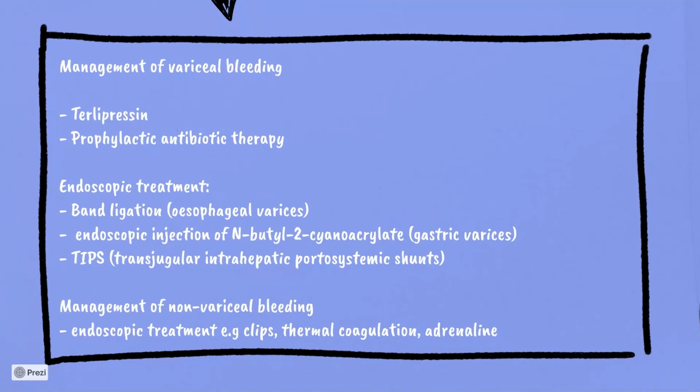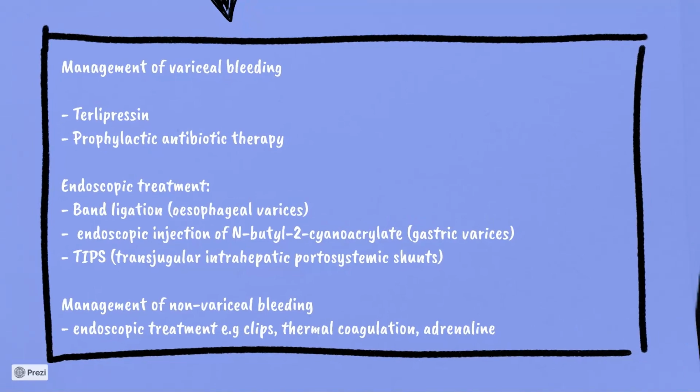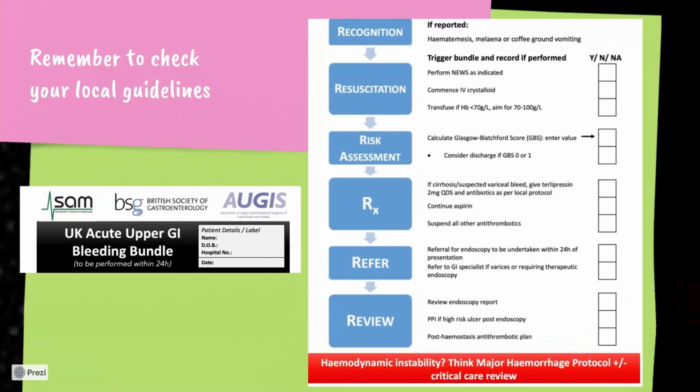So in terms of management, if we look at the UK Acute Upper GI Bleeding Bundle from the British Society of Gastroenterology, we get the following pathway. So as mentioned previously, once we recognise an upper GI bleed, you would perform resuscitation, risk assess the patient and provide treatment as specified. We would then refer the patient on for endoscopic management. As always, make sure to check your local guidelines for any variations in these.